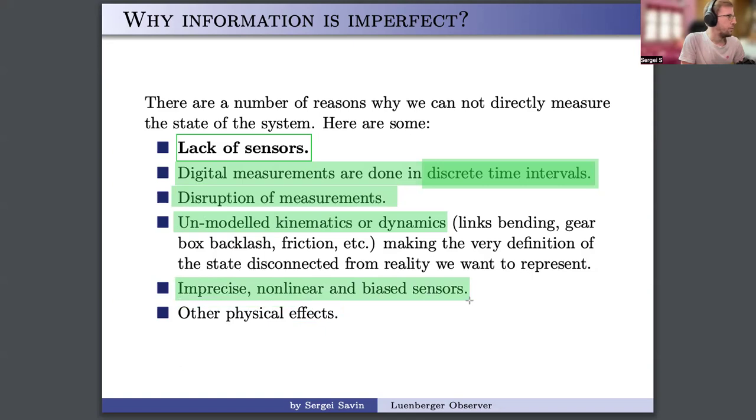Right. Your sensors can be imprecise, non-linear, biased. So your sensor can simply lie to you, right? And you can have other physical effects. At the end of the day, measurements are almost by definition imprecise. It is almost a physical fact that you cannot produce infinitely precise measurements, right? You can only measure something with a finite precision. Okay, so that is a problem.